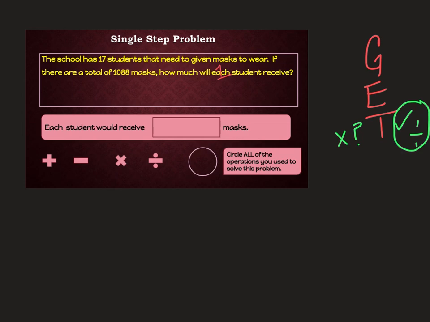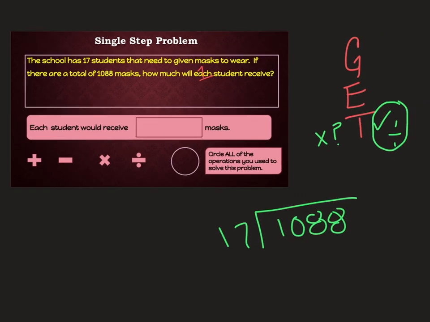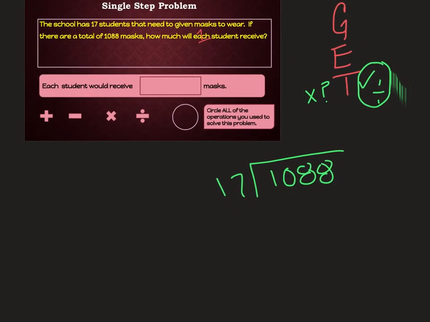So what am I dividing? I'm dividing 1,088 masks into 17. How many would each player get? If I have 17 students, that would be my groups, and a total of 1,088. I need to do some long division to figure this out. And because it's long division, I will help you do this one. Some of the slides I'll let you figure out on your own, but this one I will help you since it's long division.